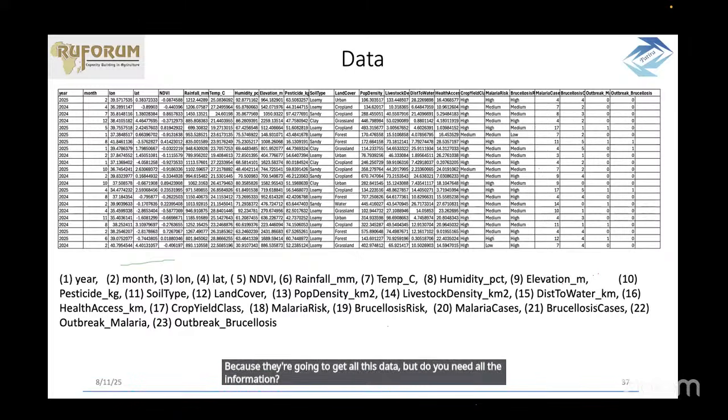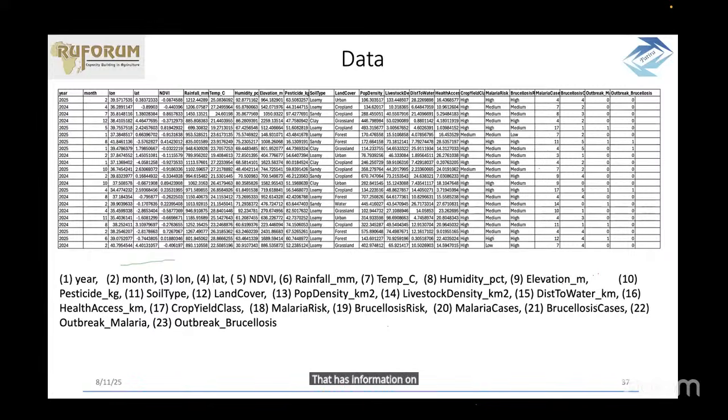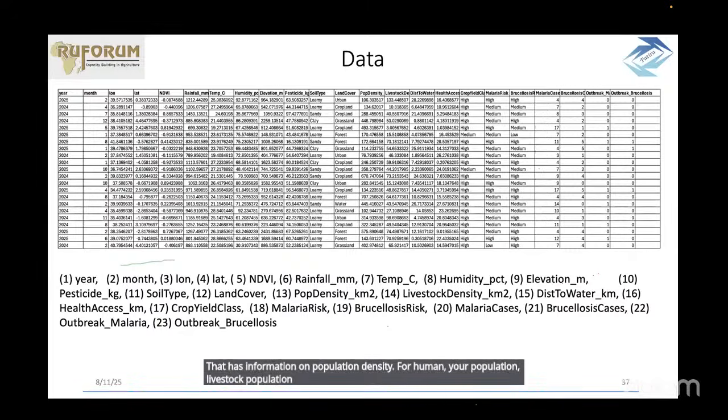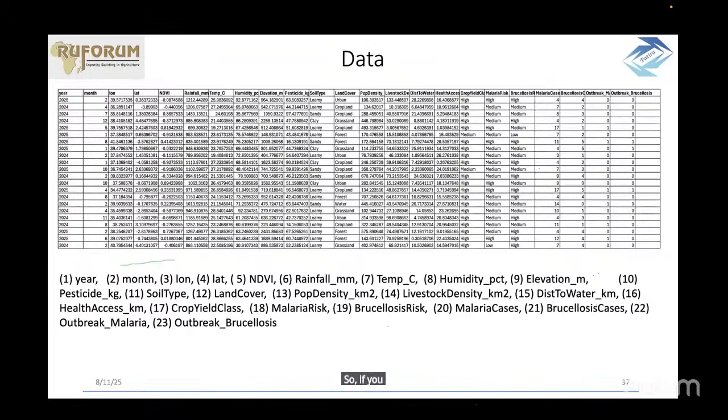So I was showing that we have this dataset that has information on human population density, livestock population density, distance to water in kilometers, crop yield, malaria, and so forth. If you get data, you don't have to use everything in it. That's why you have to make sure that you know what your research question is. Okay?